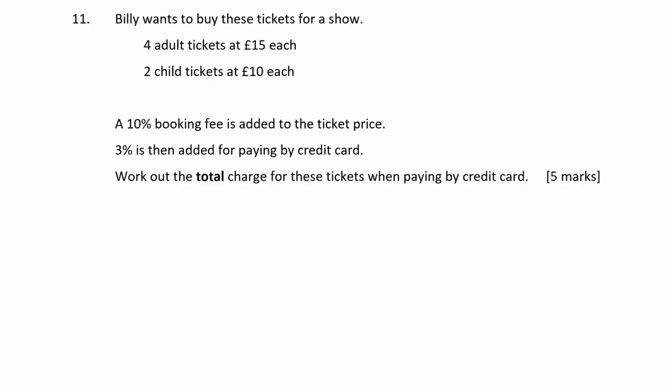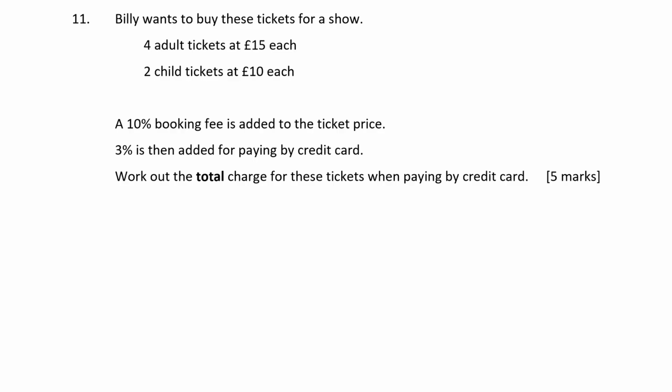Question 11. Billy wants to buy these tickets for a show. 4 adult tickets costing £15 each and 2 child tickets costing £10 each. A 10% booking fee is added to the ticket price. 3% is then added for paying by credit card. Work out the total charge for these tickets when paying by credit card.